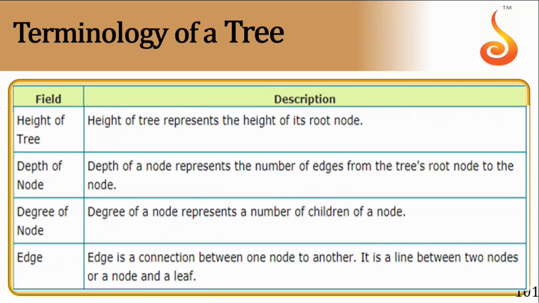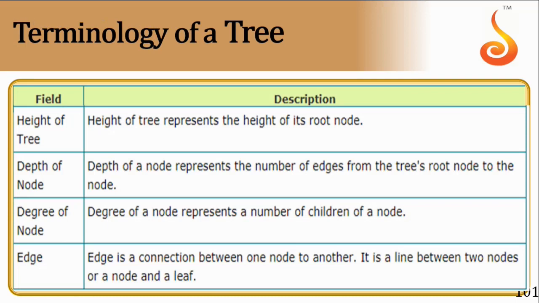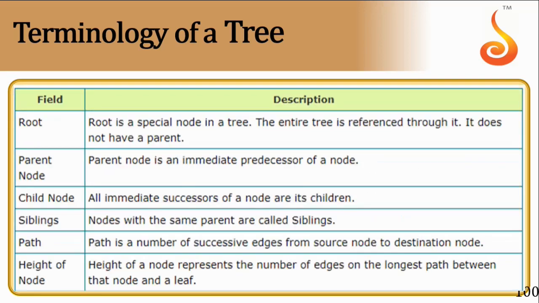Edge we already did. It's the connection between one node to another. It links two nodes or a node and a leaf. It can be a node and a leaf. Basically connecting two nodes wherein that node can be a leaf node. Leaf node is nothing but a node which does not have any children.